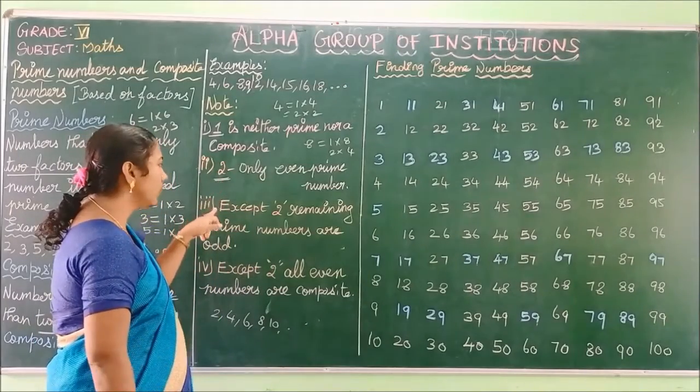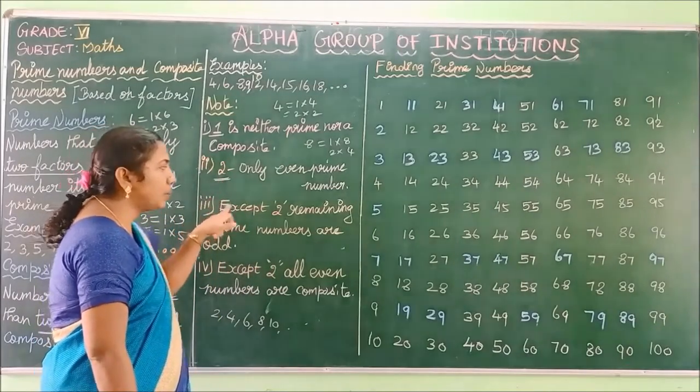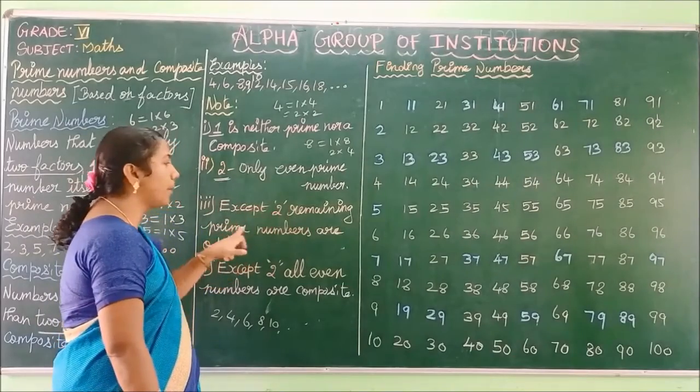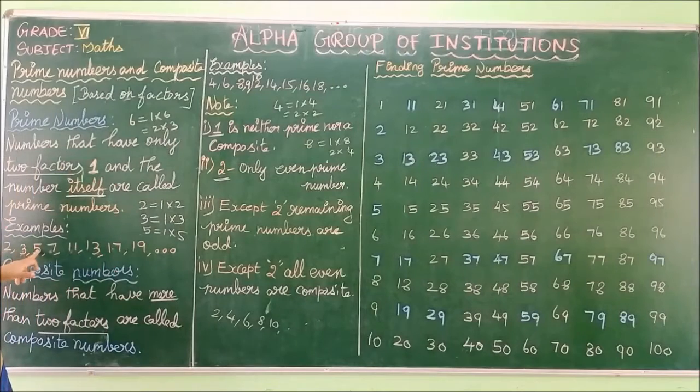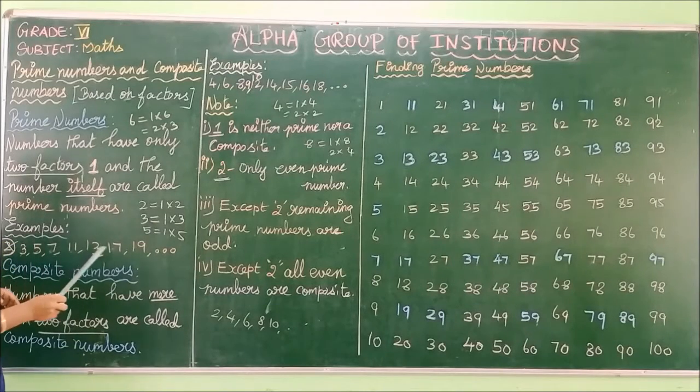Okay. See the next note: except 2, the remaining prime numbers are odd. See the prime numbers 2, 3, 5, 7, 11, 13, 17, going on. Except 2 means you have to leave the 2. See the remaining numbers 3, 5, 7, 11, 13, 17, 19. All end with 3, 5, 7, and here 1, 3, 7.